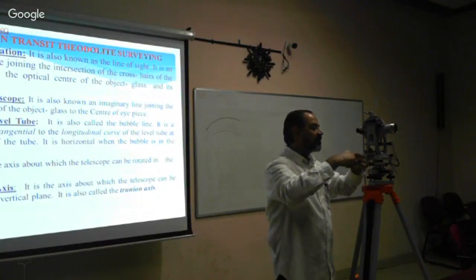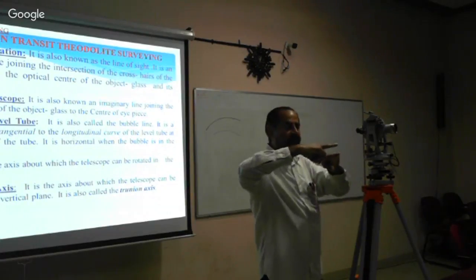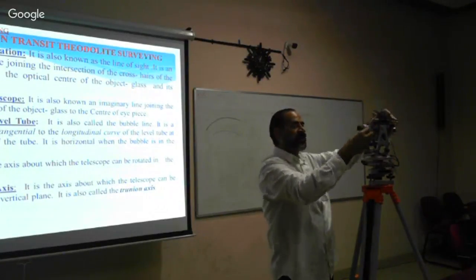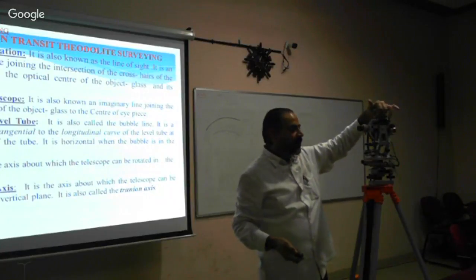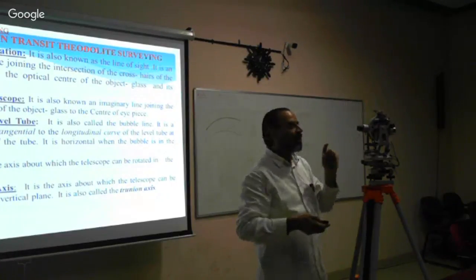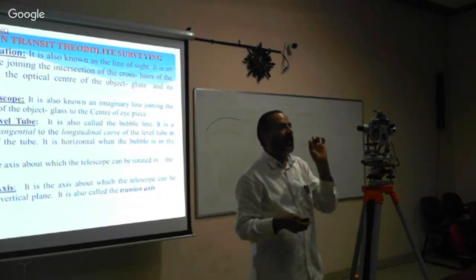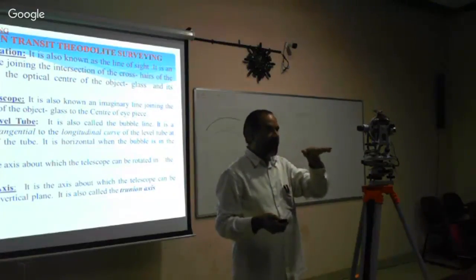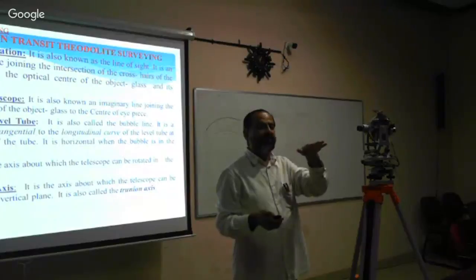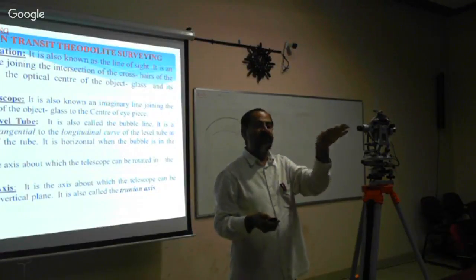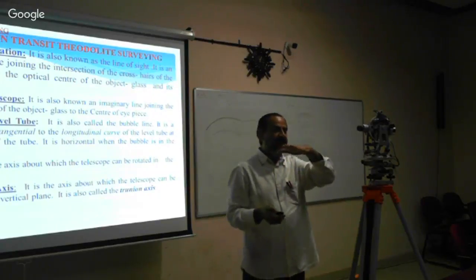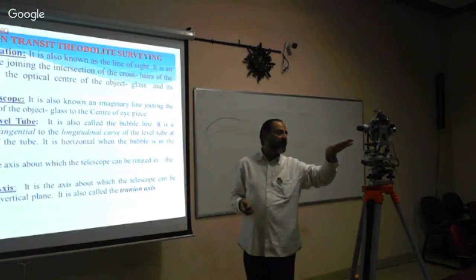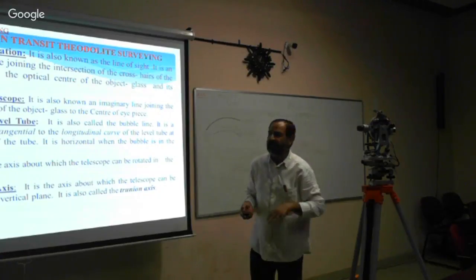And the plate levels, that is the horizontal plate. In the horizontal plate, x-axis and y-axis. Now here the horizontal axis, isn't it? And also there is another fundamental axis with respect to the bubble. When the bubble is at the center of its movement, a tangent is drawn to the bubble. That axis is called the bubble axis.